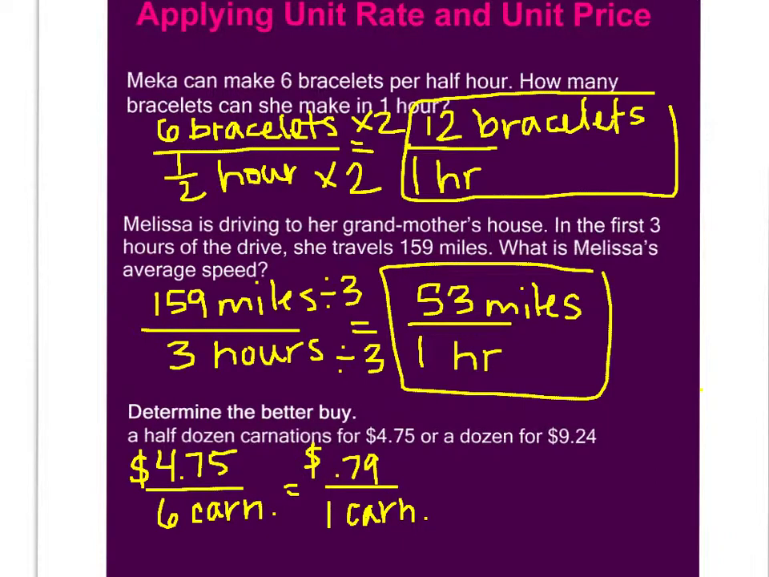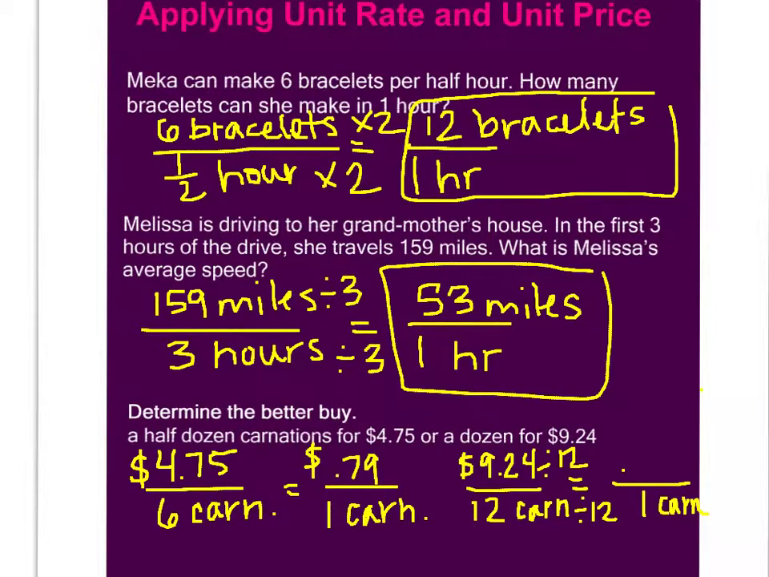And then we have to do the better buy again. So now we're comparing, should we pay $9.24 for a dozen? And remember, a dozen is 12. And so then we're dividing away 12 to get 1, again comparing the amount of 1. And $9.24 divided by 12 gives us 77 cents. Which one is the lower price? Which one's the better buy? It's purchasing the dozen carnations for $9.24, since 77 cents is smaller than 79 cents.